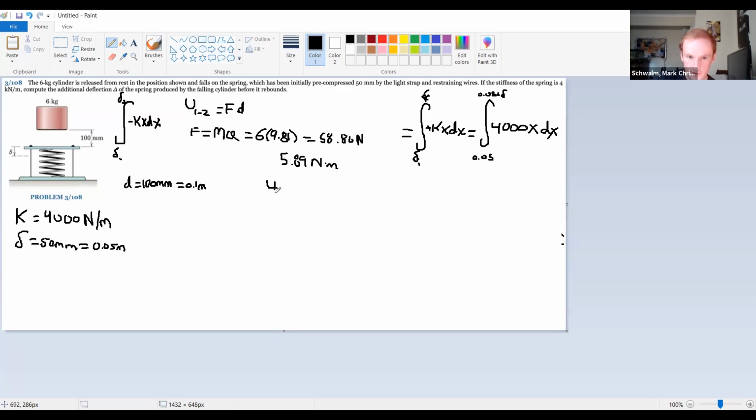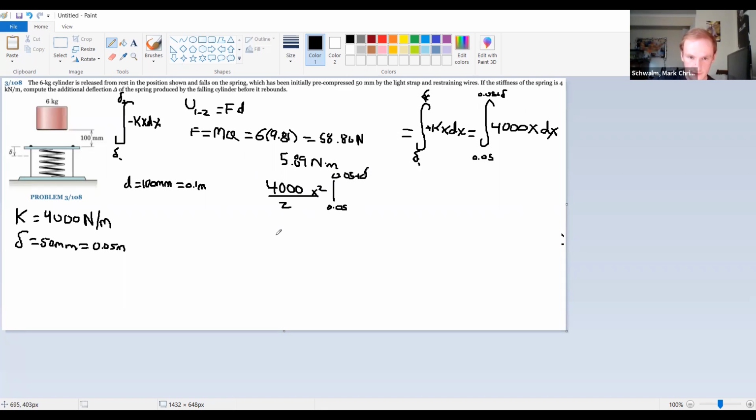we'll do it step by step. So we get 4,000 x squared. And then remember, you divide that, not this part, but you divide that by 2. So we're going to get 2,000 x squared and then from 0.05 to 0.05 plus deflection.